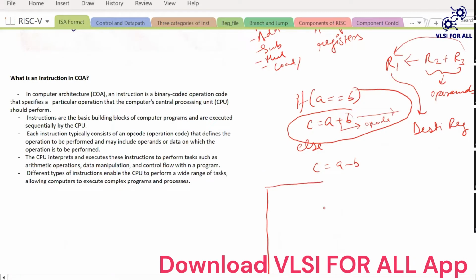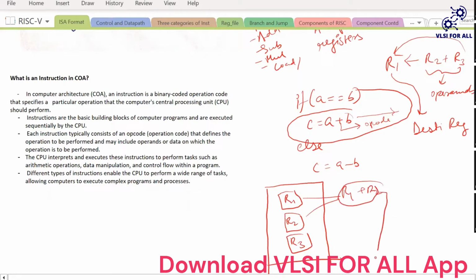Let's say this is a register file. This is R1, this is R2, this is R3. See, first of all, these processors are very fast, so you cannot say these two got added one after the other. These two get, oh sorry, what is happening here? These two are getting stored in R3, right?